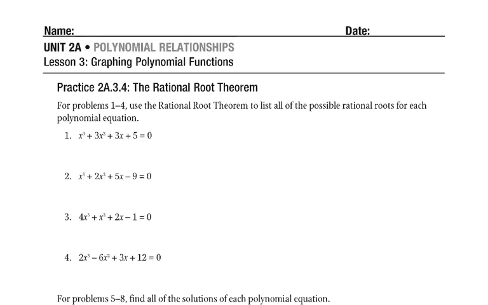Math 3, Practice 2A.3.4, the rational root theorem. So, still dealing with finding those x-intercepts, those roots, those zeros. And we have a theorem to help us understand what some of the possibilities are. Okay? So, in these first four, it wants us to use this theorem to list all the possible rational roots. So, we're not actually finding what they are, we're just listing the possibilities.